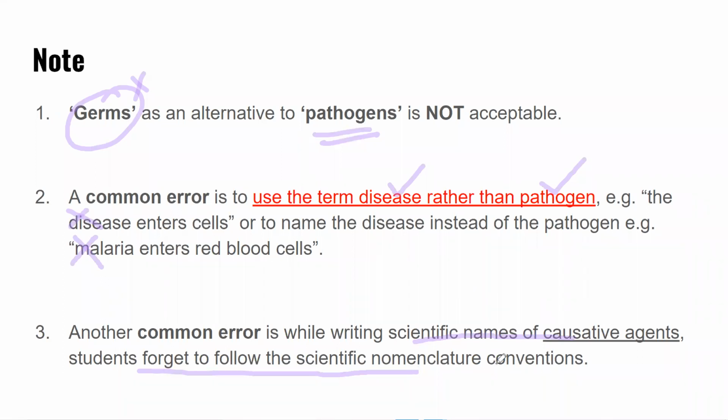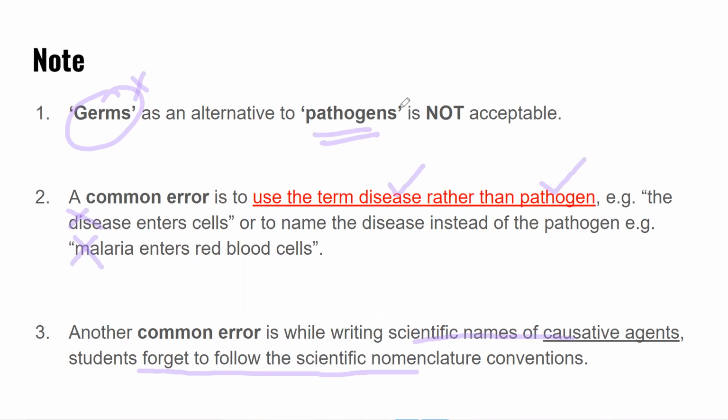One more common error is that while writing scientific names of causative agents, students forget to follow scientific nomenclature conventions. What is scientific nomenclature convention? Have you ever, in 10th grade, I think in unit 1, you must have learned about the binomial naming system. How animals are given two names, a first name and a second name. Do you remember the rules of that binomial naming system?